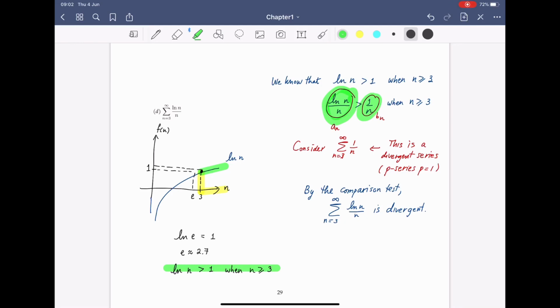All right, so we're gonna stop this clip here because it's getting long. And then on the next clip, we're gonna look at the limit comparison test.